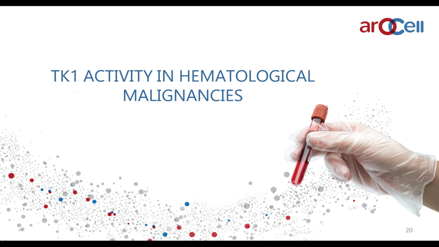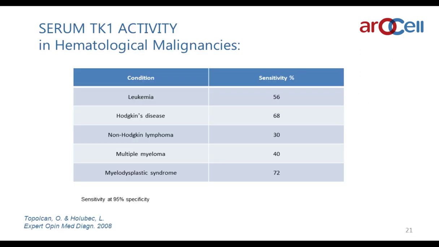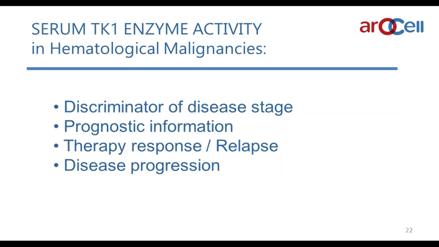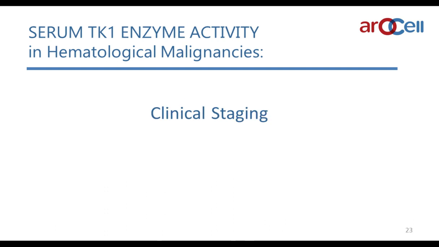Going on to look at the application of TK1, I'm going to talk first about hematological malignancies. Increased levels of serum TK1 activity are found in most forms of leukemia. And it's been used for a long time in many ways. For example, it can be a discriminator of disease stage, provides prognostic information, can aid in monitoring therapy response or relapse, and in disease progression.